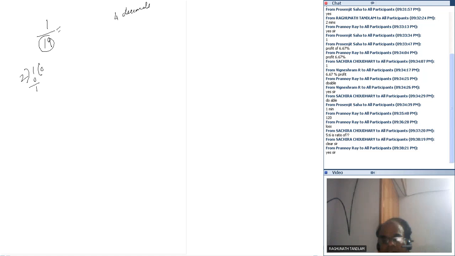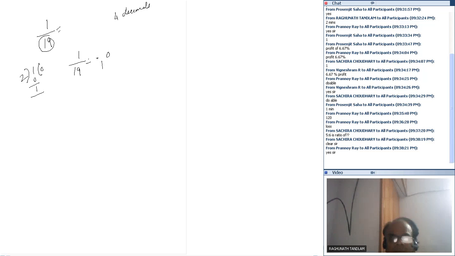I'm telling you a method for division by numbers ending in 9. 19 rounded off becomes 20. Ignore 0, divide 1 by 2. What's the quotient, what's the remainder? Quotient is 0, remainder is 1. Write the quotient here, write the remainder here.